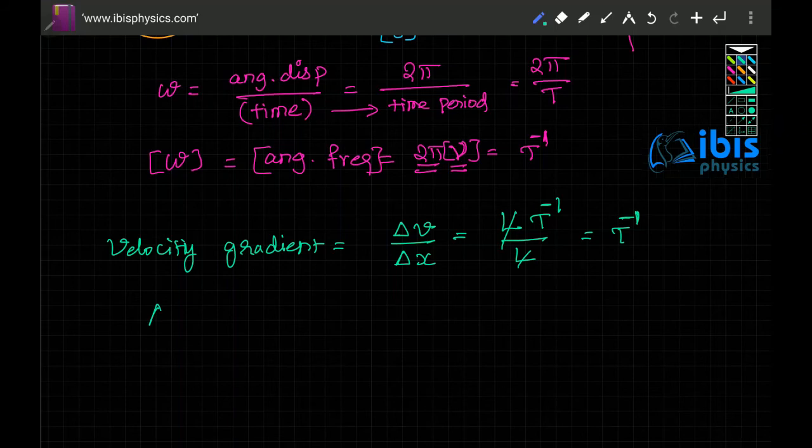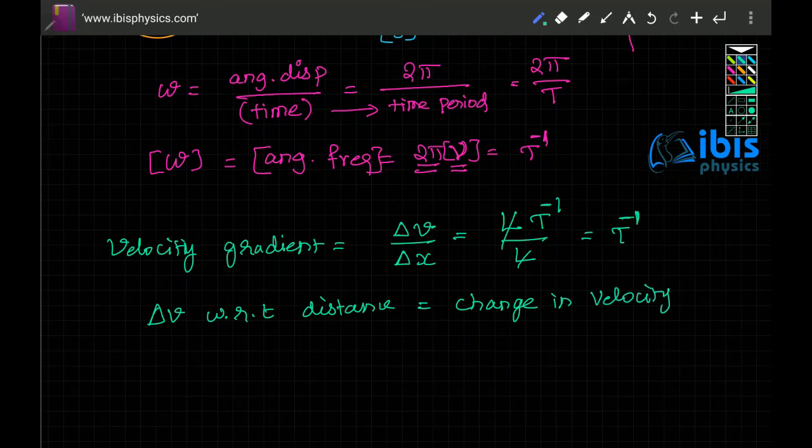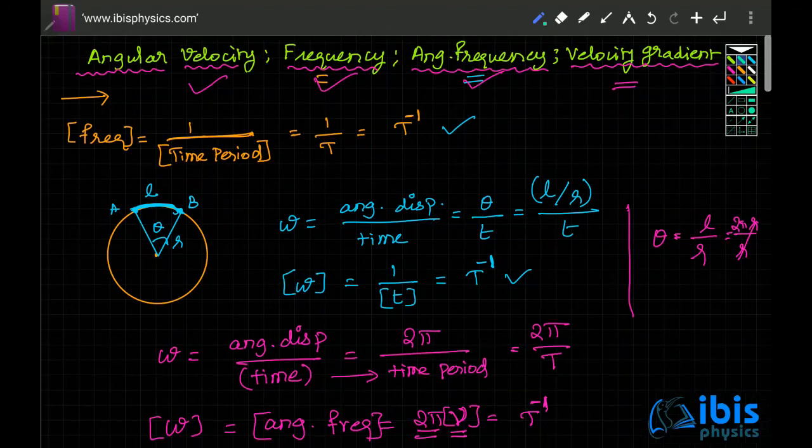Velocity gradient means change in velocity with respect to distance, or in other words, change in velocity per unit distance is called velocity gradient. Now know that frequency, angular frequency, angular velocity, velocity gradient, all four are having the same dimensions, which is equal to t power minus 1.